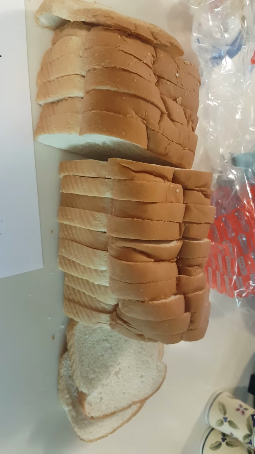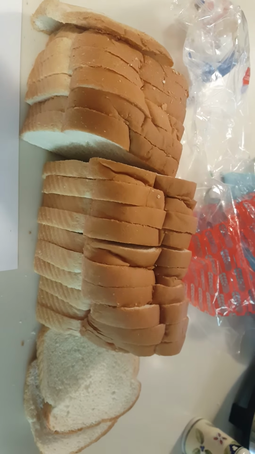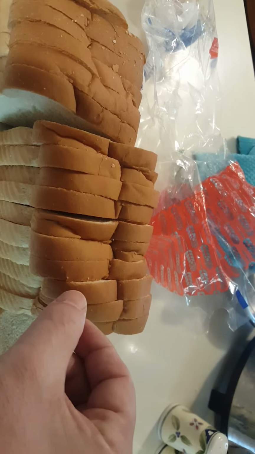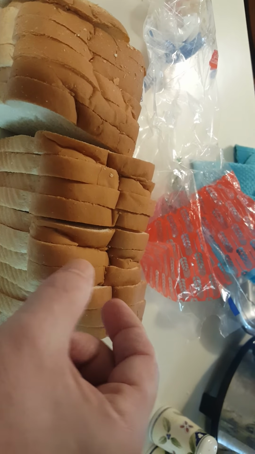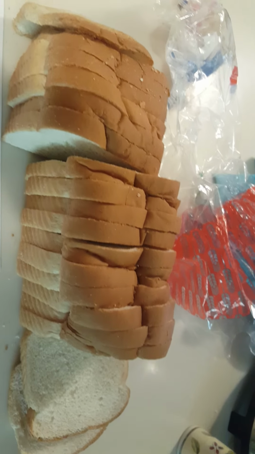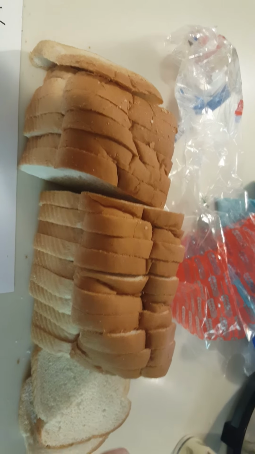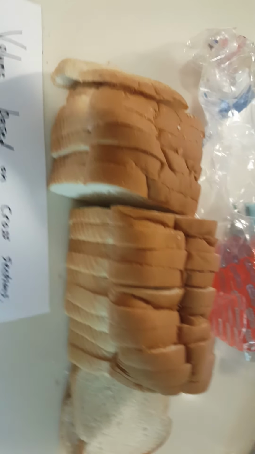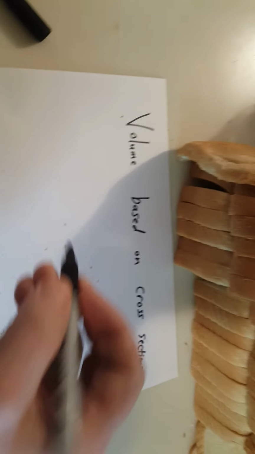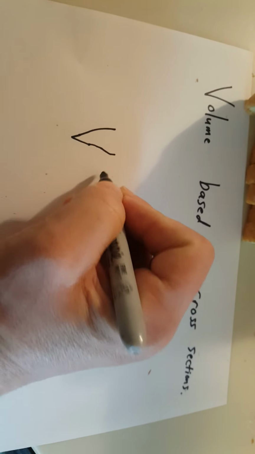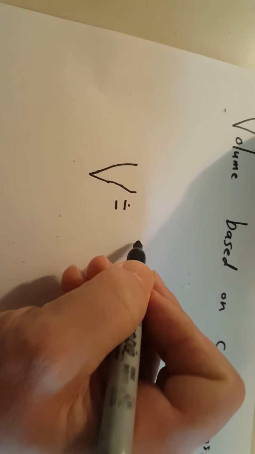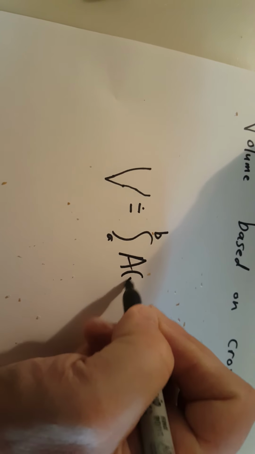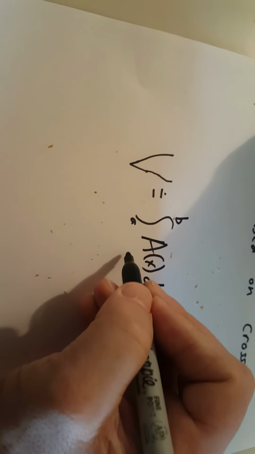Okay, so to relate that to integrals, we're accumulating all of these pieces of bread. And what if you slice them infinitely thin so that the width of them was basically nothing, and you had an infinite number of pieces of bread? What you'd have to do is add all of them together, which of course we know is an integral. So one way to find volume is the integral from whatever to whatever, a to b, of the area of a cross section.